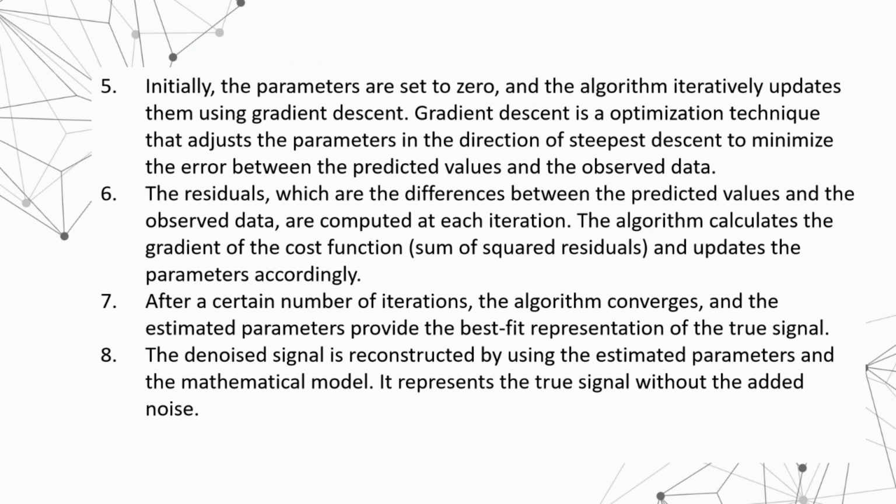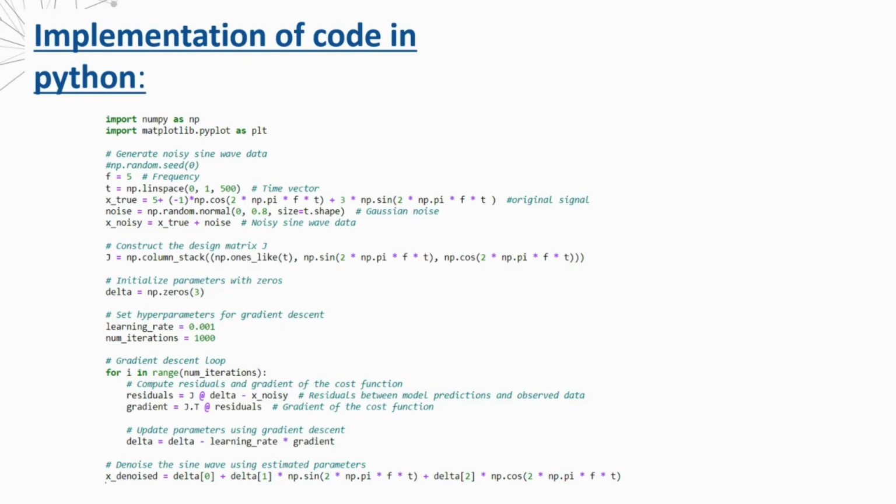Gradient method is also an optimization method that adjusts the parameters in the direction of steepest descent to minimize the error between the predicted values and the observed data. The residuals, which are the difference between the predicted values and the observed data, are computed at each iteration. The algorithm calculates the gradient of the cost function and updates the parameters accordingly. After a certain number of iterations, the algorithm converges and the estimated parameters provide the best fit representation of the true signal. The signal is reconstructed by using the estimated parameters and it represents the true signal without the added noise. And this is the implementation of the code in Python. I'll show you this in Jupyter platform.